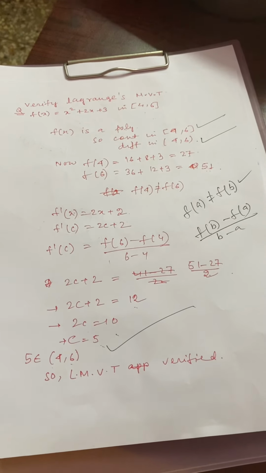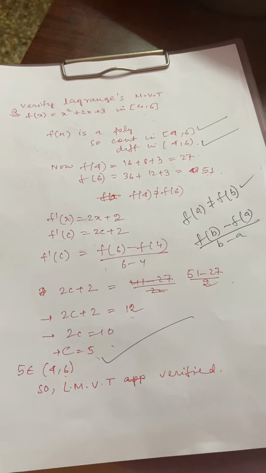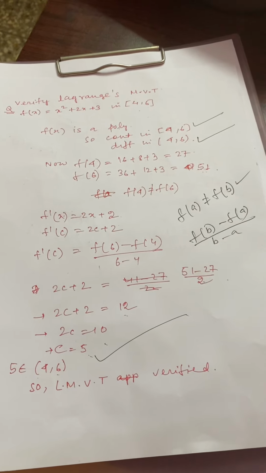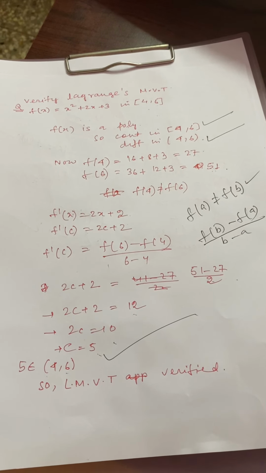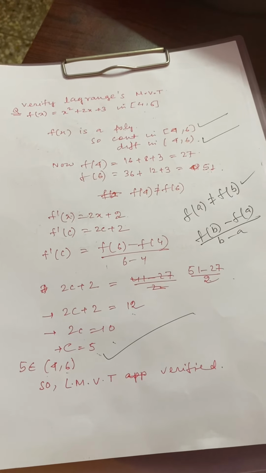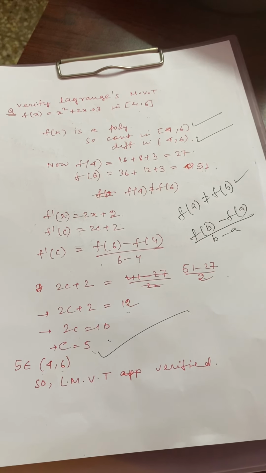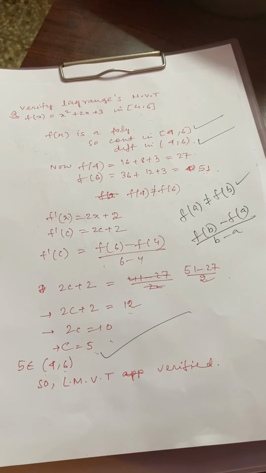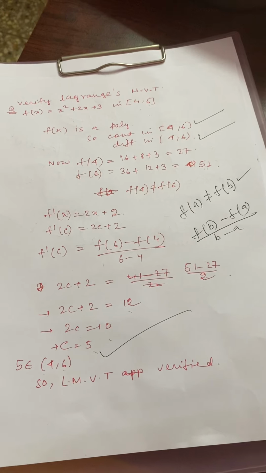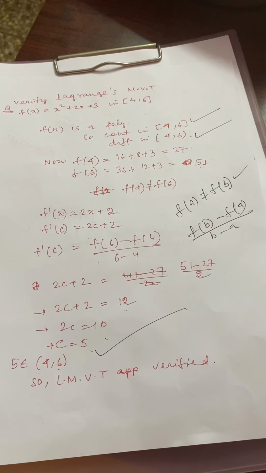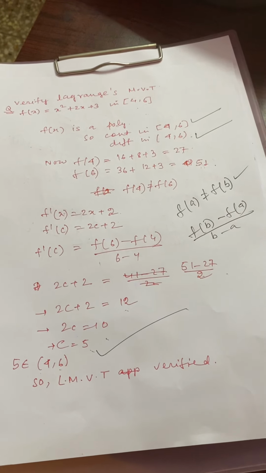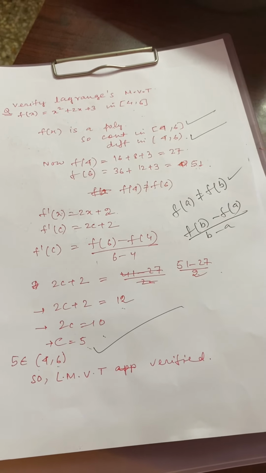So what I did: first I verified whether the function is continuous and differentiable in the given domain or not. As I said, all polynomials are continuous and differentiable over all real values, so this function is continuous and differentiable. Now I checked the ordinate values at x equal to a and b. Then I differentiated the function and put x equal to c, where c is any value between a and b. Then I found c equal to 5. Because 5 lies between 4 and 6, the Lagrange mean value theorem is verified.